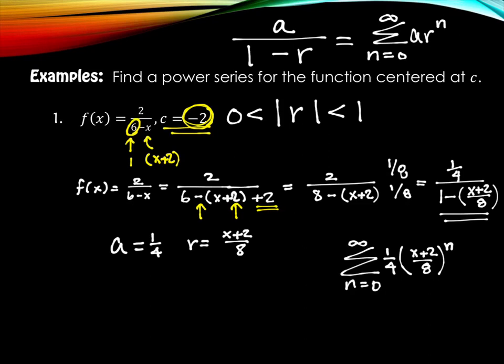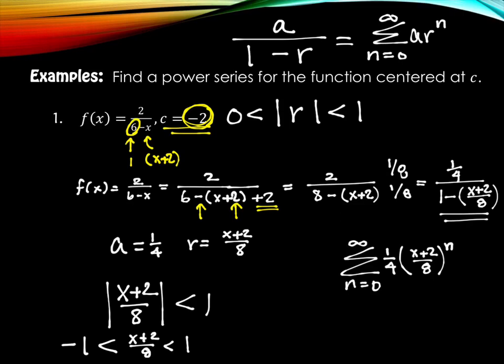Right, so for us, x plus 2 over 8 needs to be less than 1 in absolute value. So we have to find where this is actually true, because it's not true everywhere. It's only true if this inequality holds. So we did this last time where we set up a triple inequality. Remember that? Negative 1 is less than x plus 2 over 8 is less than 1.